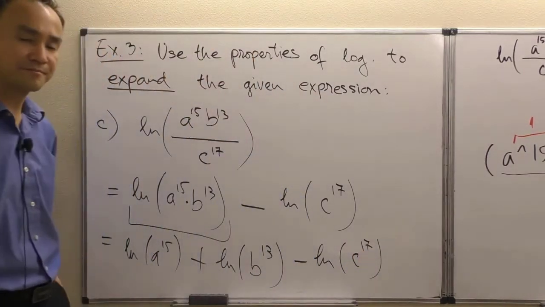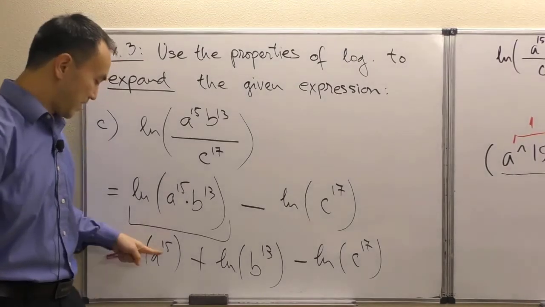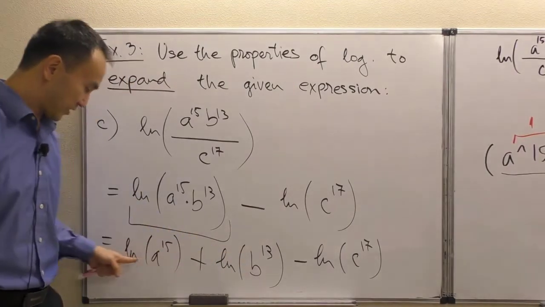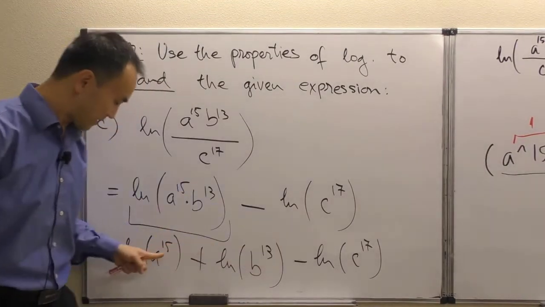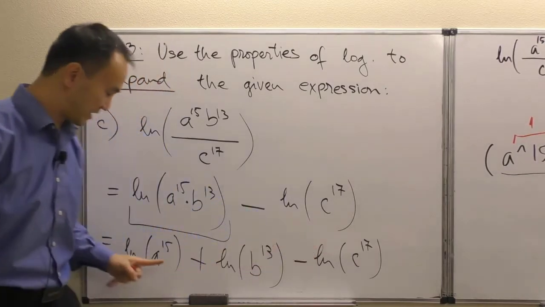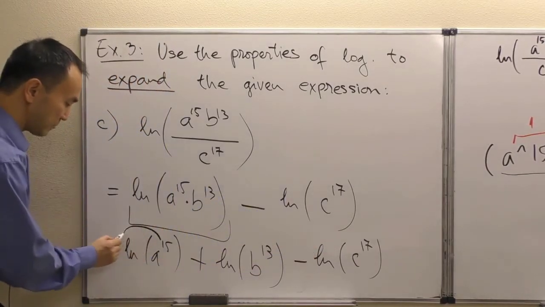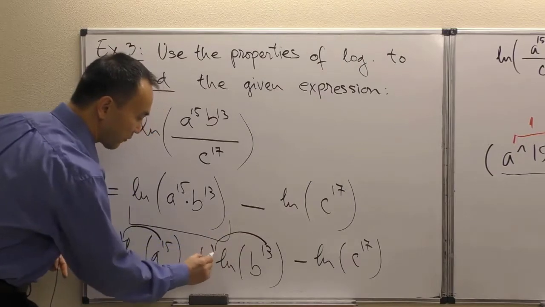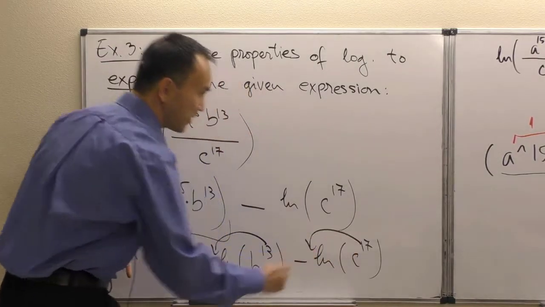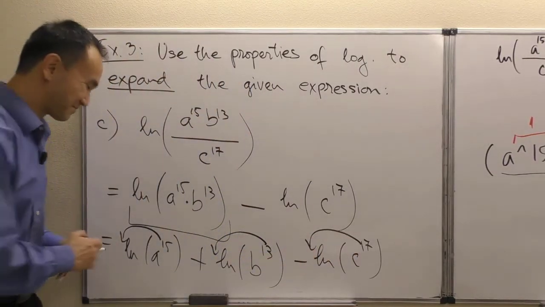All right. And then now each one of these is simply just one single logarithm, and it has a power inside a log here. Now we can just apply property number 6 to bring the power in front and turn that into a coefficient. All right.